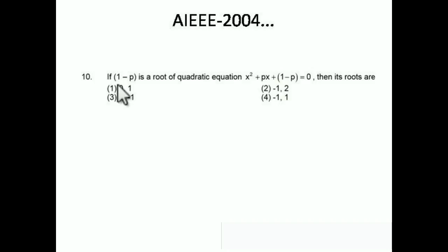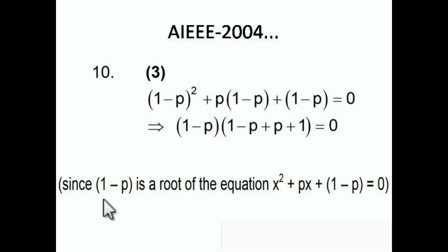Suppose any value is the root of any equation, then it must satisfy that equation. So x is equal to 1 minus p, it must satisfy the equation. So what I do, I just put x is equal to 1 minus p everywhere. Since 1 minus p is the root of the quadratic equation, it must satisfy this equation. So I just put 1 minus p in this equation.